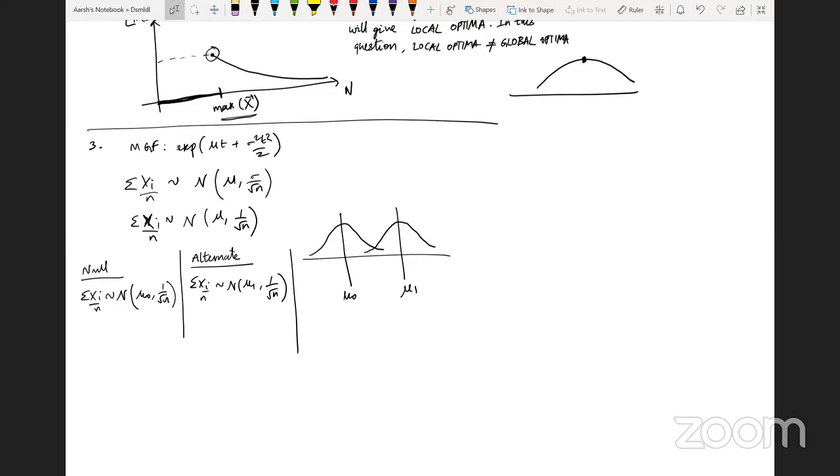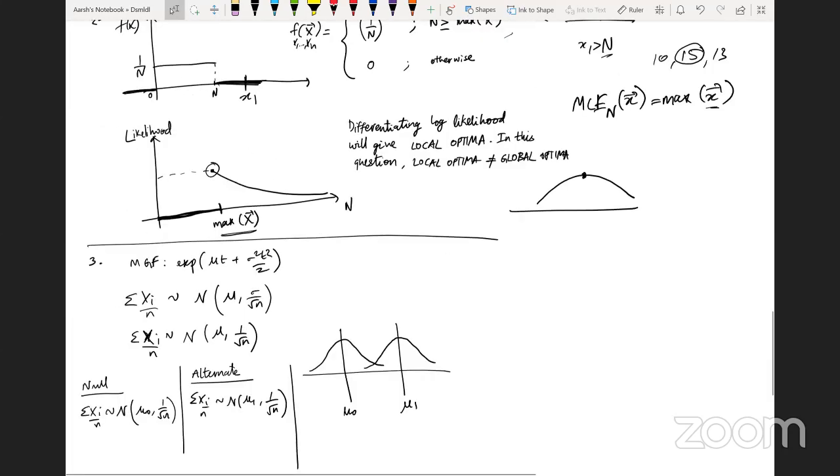He has raised his hand. Harsh, ask your question. Yeah, Harsh, ask. So could you go again, please, with this local optima is not equal to global optima?